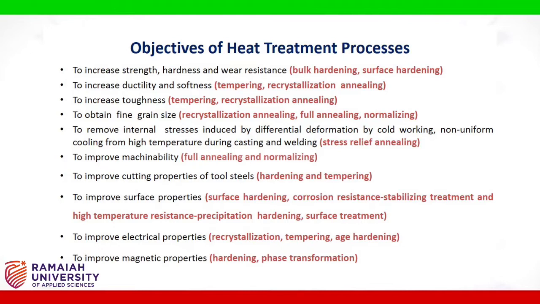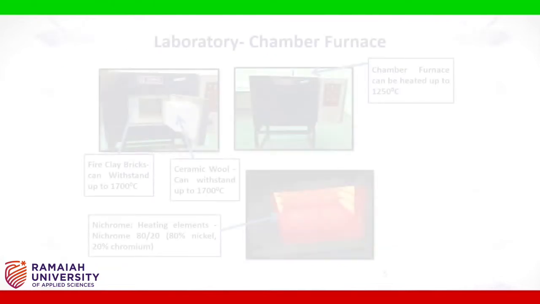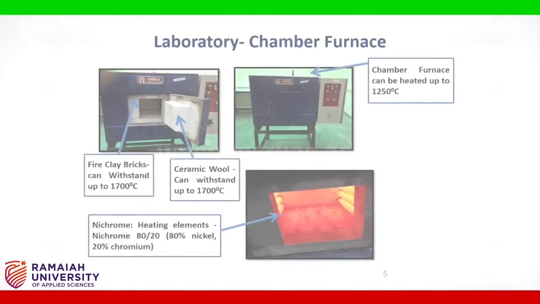To improve surface properties: surface hardening, corrosion resistance, stabilizing treatment and high temperature resistance, precipitation hardening, surface treatment. To improve electrical properties: recrystallization, tempering, edge hardening. To improve magnetic properties: hardening, phase transformation. Laboratory chamber furnace.